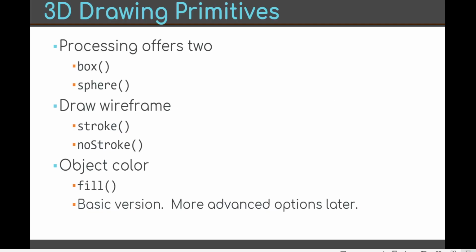Our 3D drawing primitives are box and sphere instead of rect and ellipse. Stroke and no stroke now draw the wireframe. Are you all familiar with wireframes in 3 dimensions? Okay, we'll take a look at this. Basically, instead of having a box, you'll have all the edges that connect the box by points, and only seeing those edges and taking away the box texture is how you do wireframes. And you can color the outside of these 3-dimensional objects, the inferred surface of the boxes and the spheres, with fill. But that's a basic version.